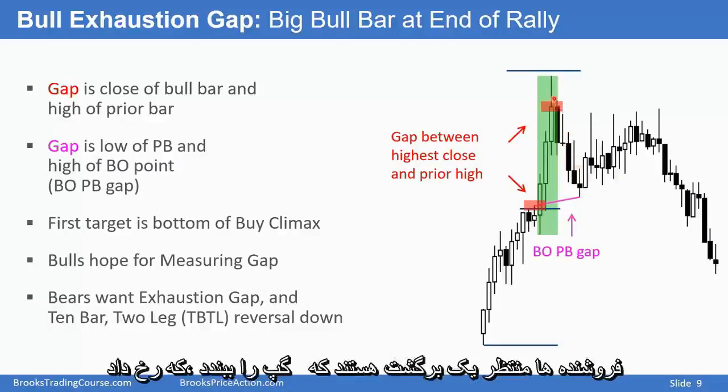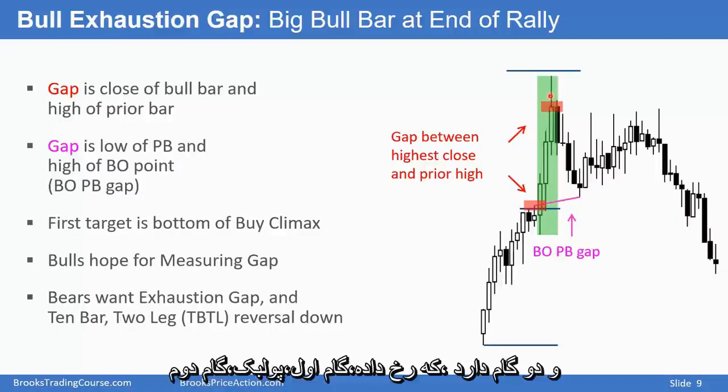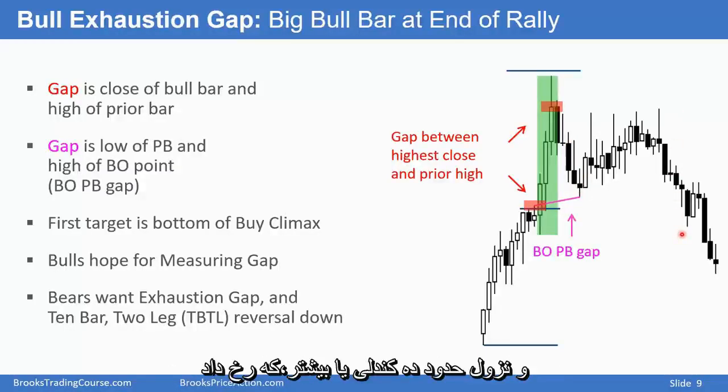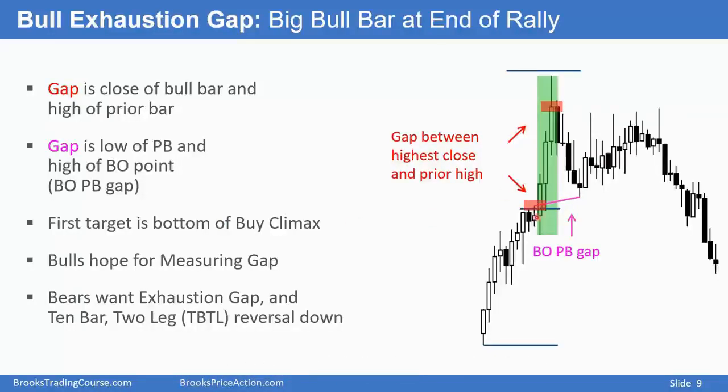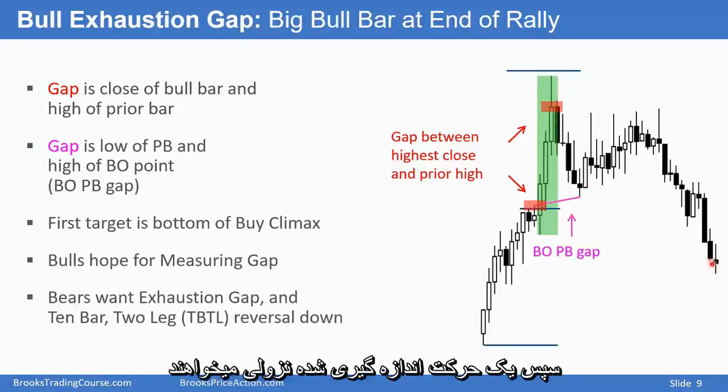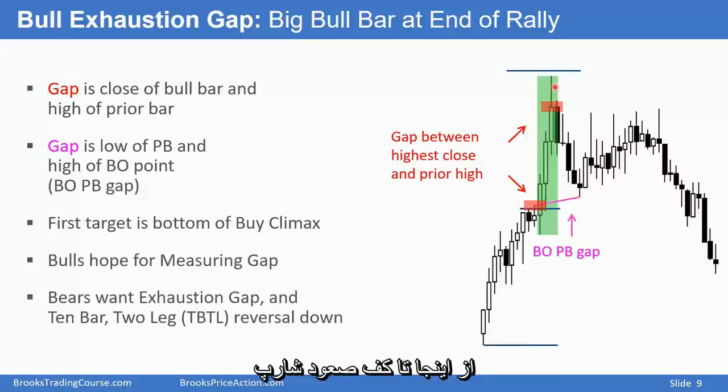The bears are looking for a reversal that closes the gap, which it did, and has 2 legs, which it did, 1 pullback 2, and about 10 or more bars down, which it did. So the bears achieved all of their goals. They closed the gap. They fell below the bottom of the buy climax. They got a 10-bar 2-legged correction. Next, they want a measured move down from here to the buy climax low down here. We don't know if that happened later.